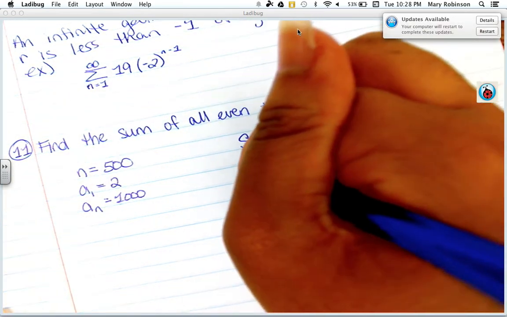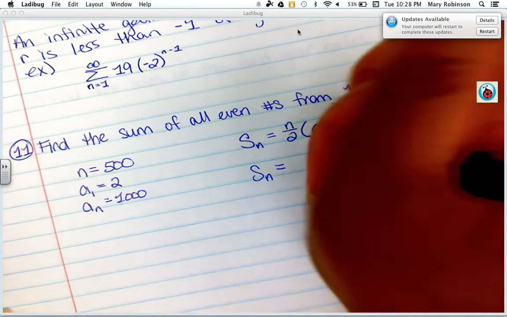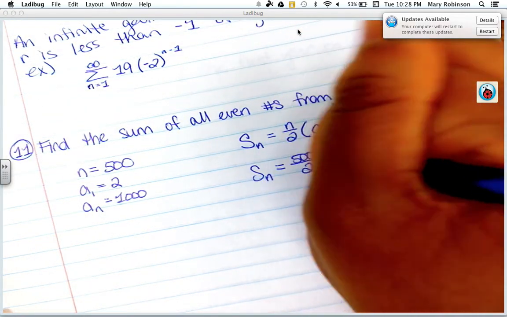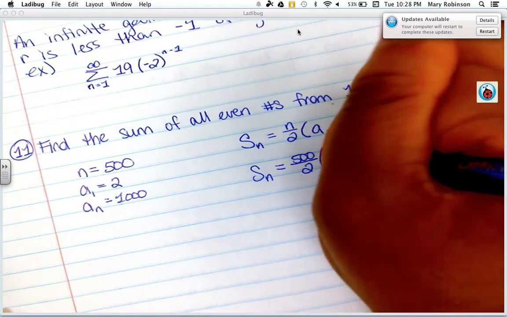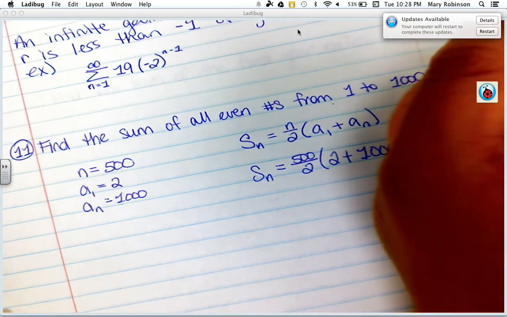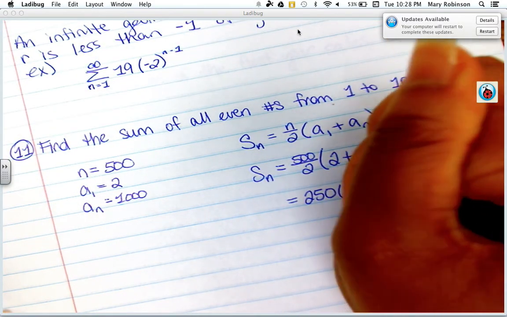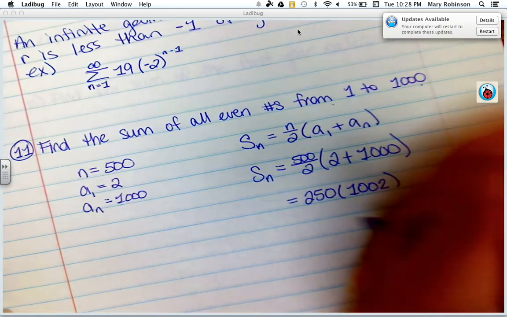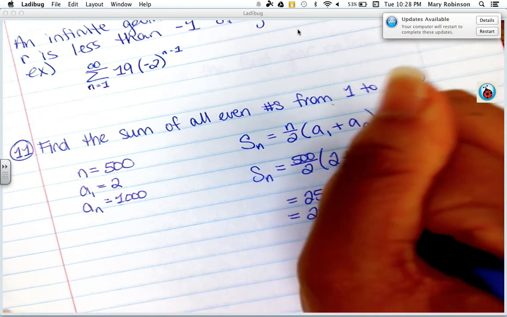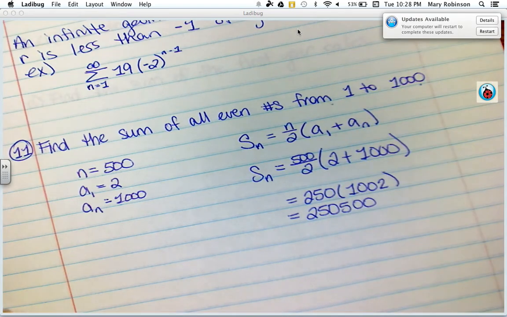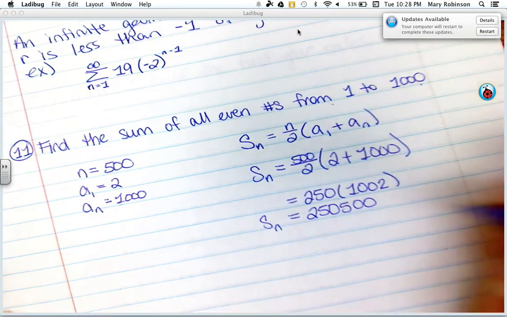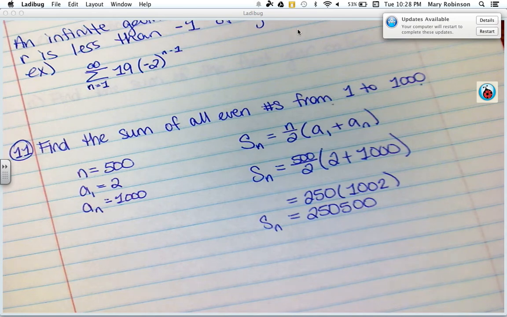So the sum is going to equal 500 over 2 times the quantity 2 plus 1,000. So then that's 250 times 1,002, which gives us 250,500. So the sum of all the even numbers from 1 to 1,000 is 250,500.